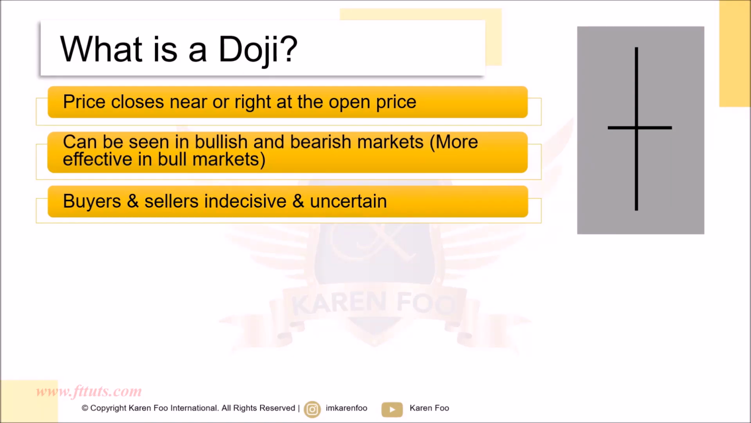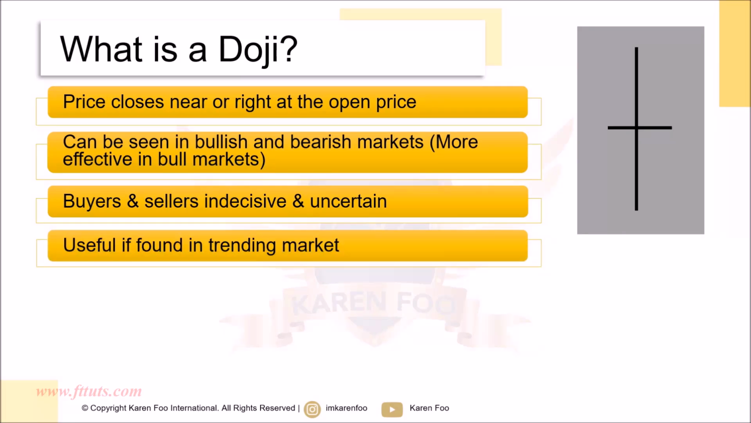So if after the Doji pattern is a bullish candlestick pattern or bullish candle, then there is a high chance the price is going to continue to go up. But also it depends on the context. So basically it tells you that price is going to reverse, but it doesn't tell you how far the price is going to reverse. So if you want to know how far the price is going to reverse, then of course you need a lot more confirmation indicators.